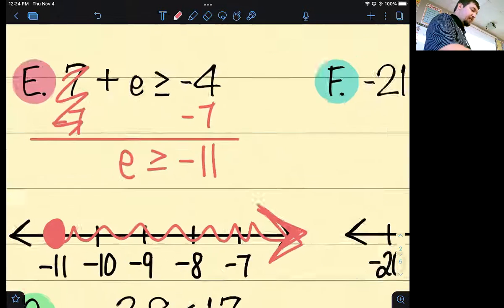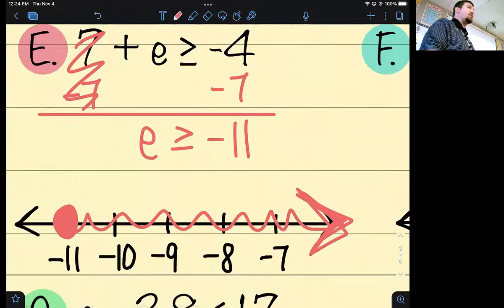Andrea, can you explain to anyone who's still not quite sure, why are you using a closed circle here? Because it's greater than and equal. Correct. Yes, it's got the equal bar. Anytime we have the equal bar, we have to close our circle in because it's also equal to -11. So I have to shade it in. That's part of my answer.